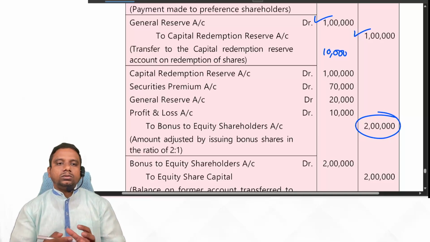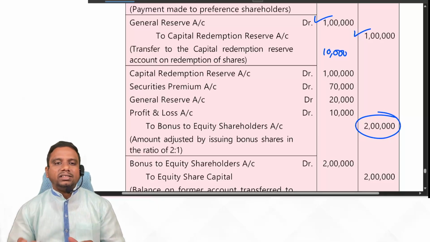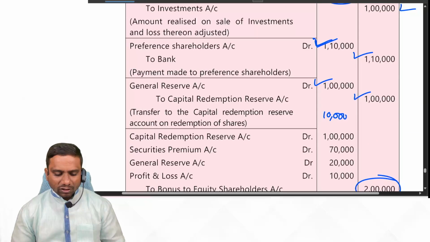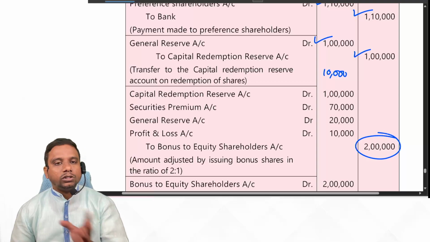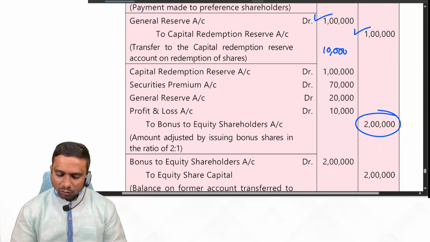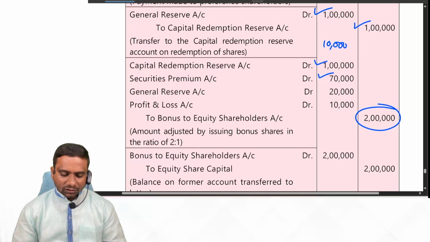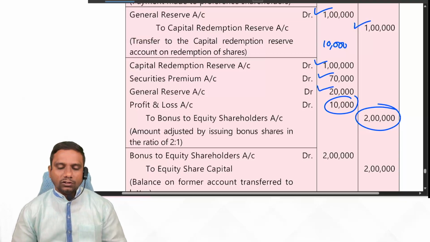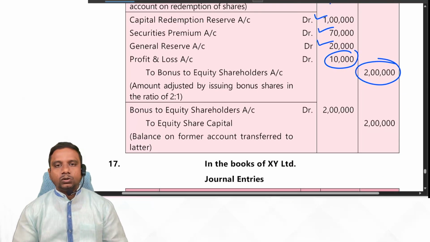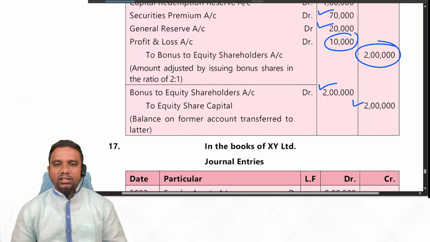Now we have to transfer this 2 lakh rupees for the bonus from various reserves. Just now we created the capital redemption reserve, and the capital redemption reserve account is utilized to issue bonus shares. So CRR account debit 1 lakh we have. Securities premium 70,000 we have, that we can also use, and general reserve 20,000, and the remaining balance we can take from profit and loss account. Now finally issue bonus shares to equity holders. Bonus to equity shareholders account debit to equity share capital.